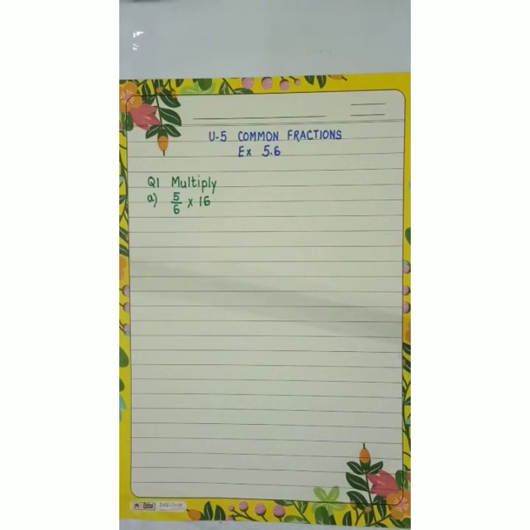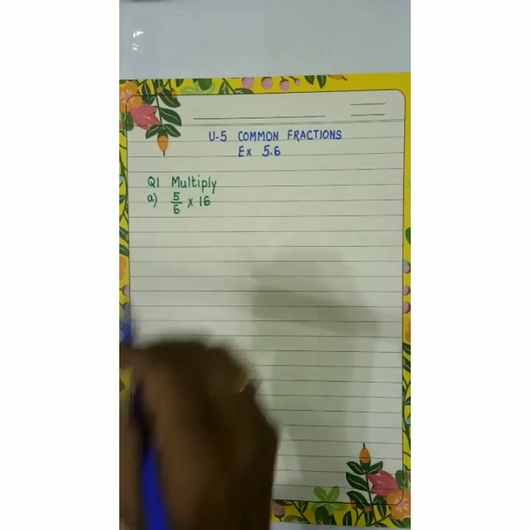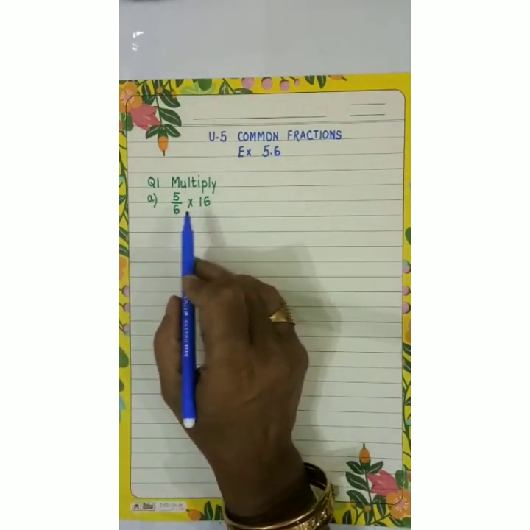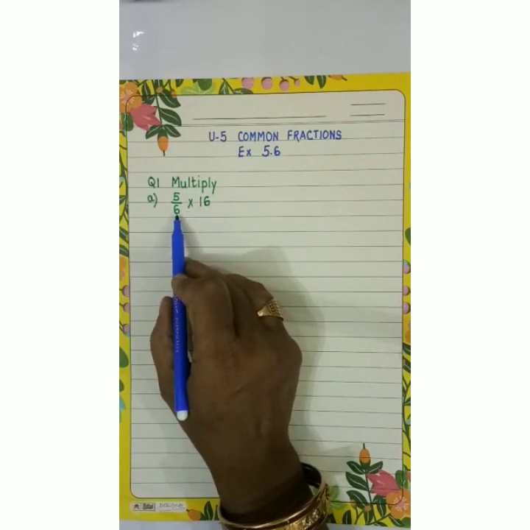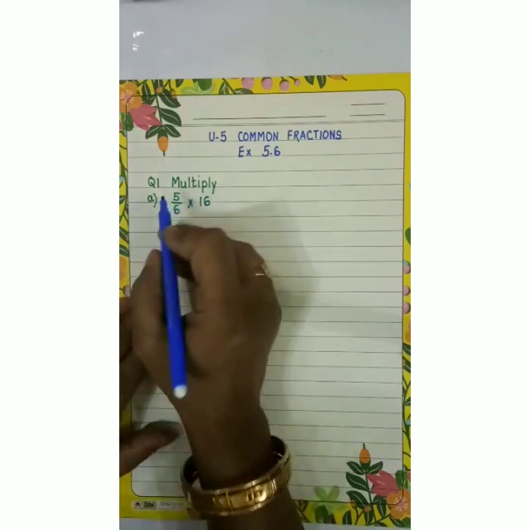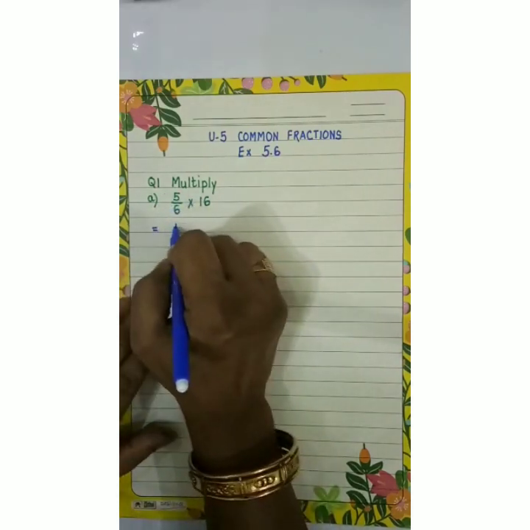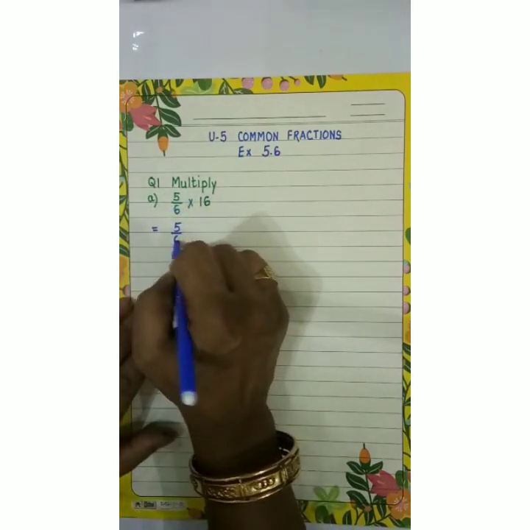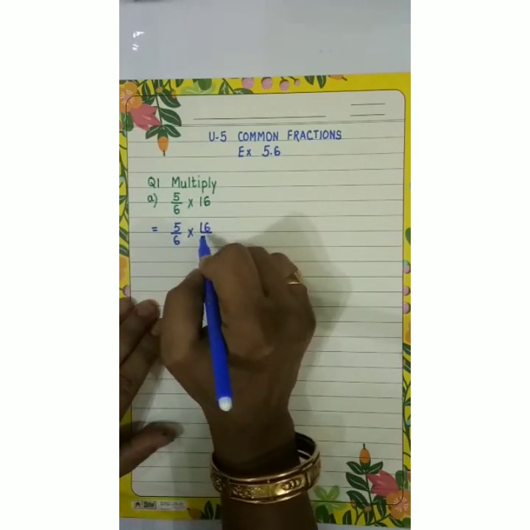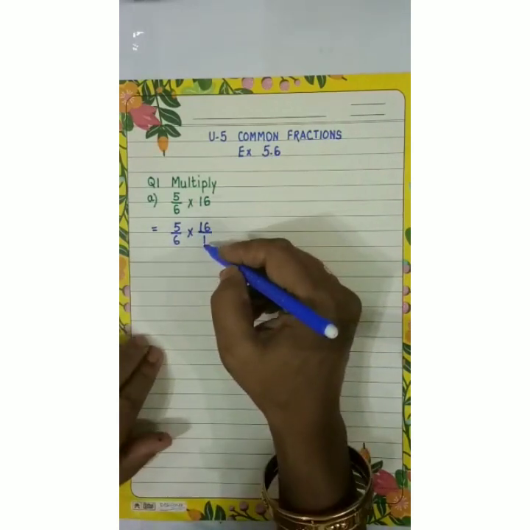Today I am going to do a few questions of exercise 5.6. Question number 1. Multiply 5 by 6 multiplied by 16. So here you can see this is a fraction and this is a whole number. So the first step for this is you will write down the fraction, and the whole number will be written in this form: 16 by 1.